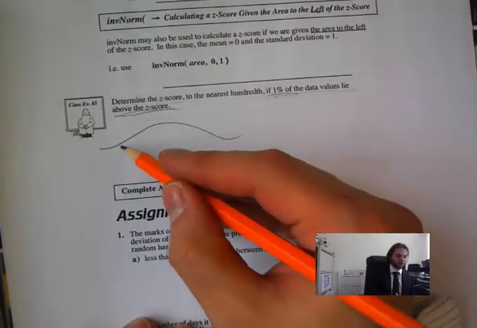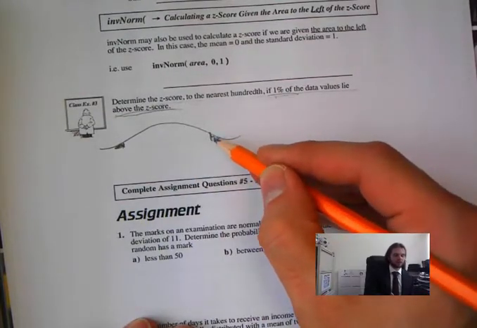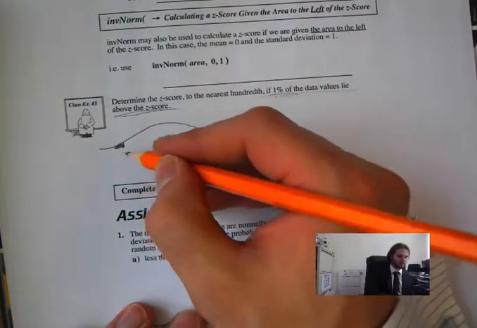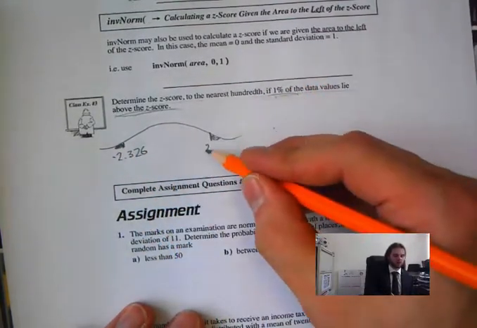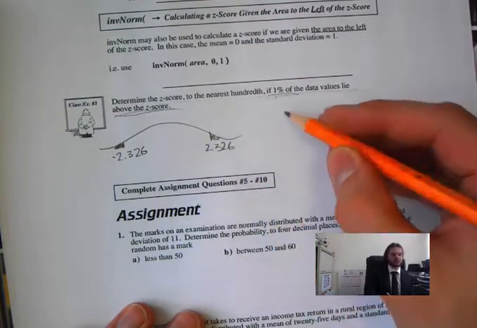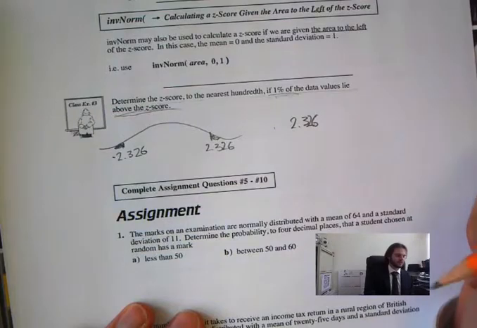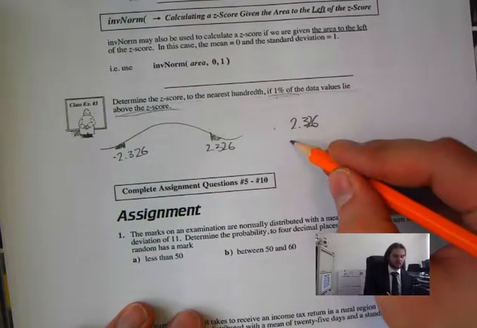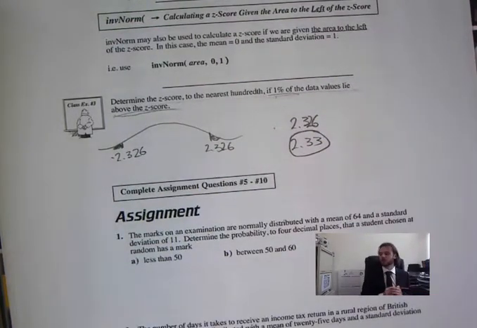So remember, it's normally distributed, so this here is 1% less, but we want 1% above, so I'm going to have to go the exact opposite. This is negative 2.326, so this is going to have to be 2.326. It says determine to the nearest hundredth, so 2.33 is my answer, okay? So that's how we would do that one.